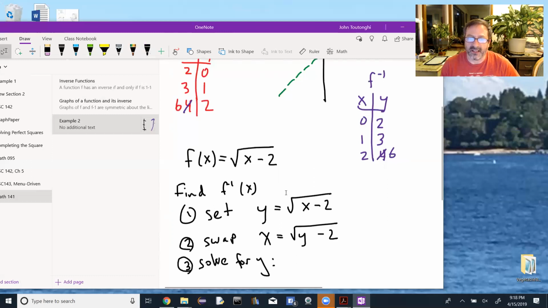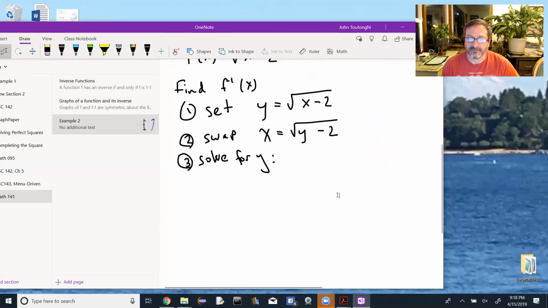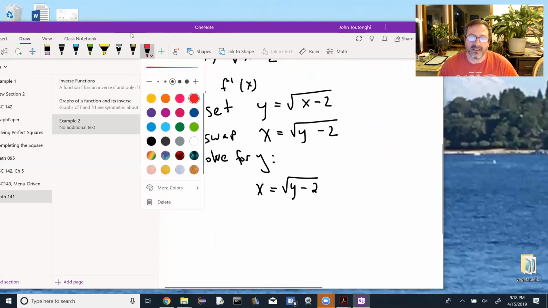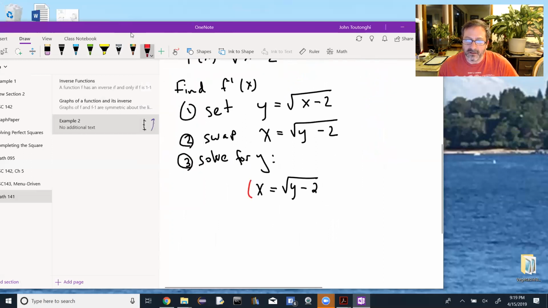So I'm going to scroll down. I'm going to rewrite this last step here so you can see it. x equals the square root of y minus 2. So I have to get rid of this square root. I'm going to do that by squaring both sides of this equation. And here I do not introduce an absolute value.